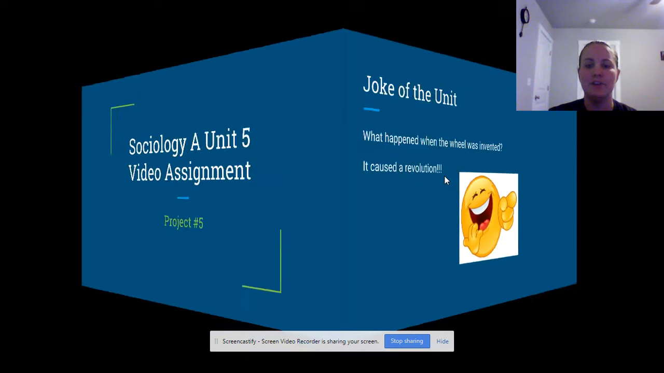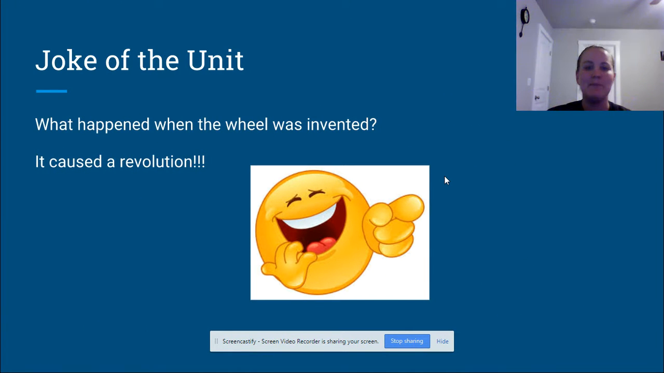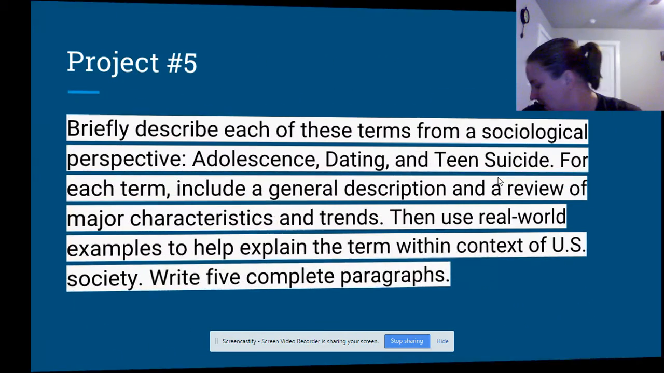But before we do, here's a joke of the unit. What happened when the wheel was invented? It caused a revolution. Get it? A revolution. Anyways, I thought it was good, but I think all jokes are good, so I guess I'm not a good judge of character on that one. But there you go. The wheel caused a revolution.